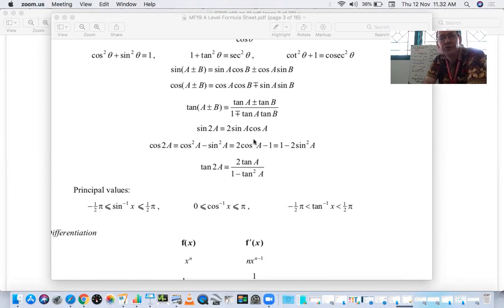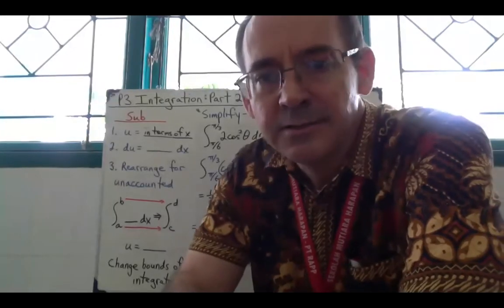Notice 2 cosine squared A minus 1 is equal to cosine 2A. So we have our cosine squared, and there's no other power on the trig function. We can reduce it down to cosine 2A. Don't worry about the argument. The argument's not the problem. The problem is the exponent. Okay, let's go back to the board.